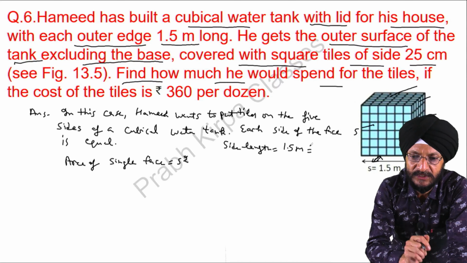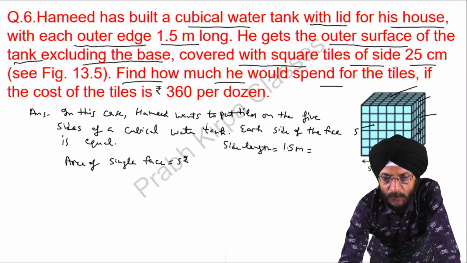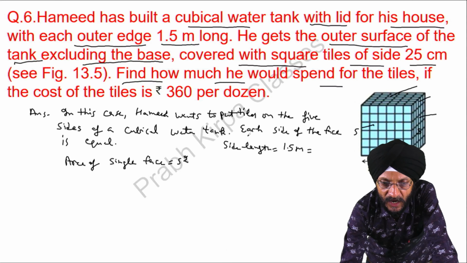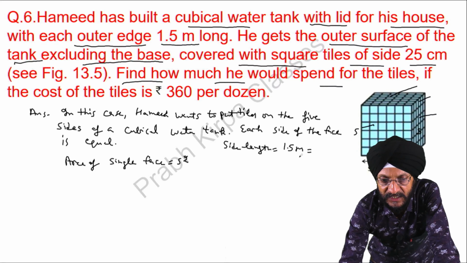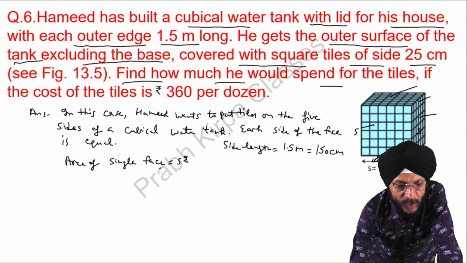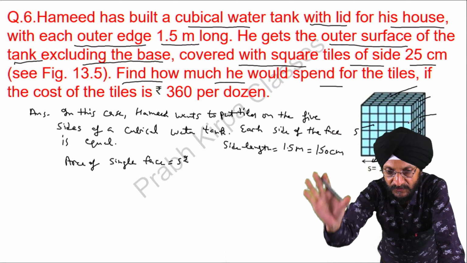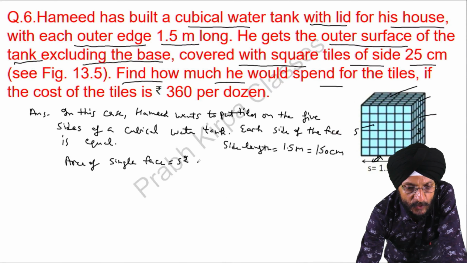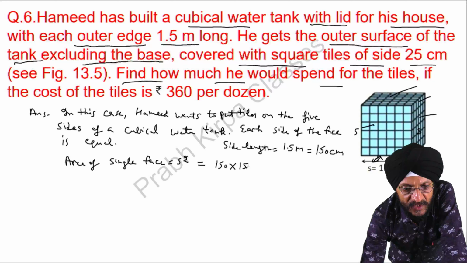After going through this question, you will also see that here the tiles are of 25 centimeter. So we will also have to make the side length in centimeter. It will come as 150 centimeter. So what is the area of a single face? That is the area of a single side of the face. So s square is equal to 150 into 150.